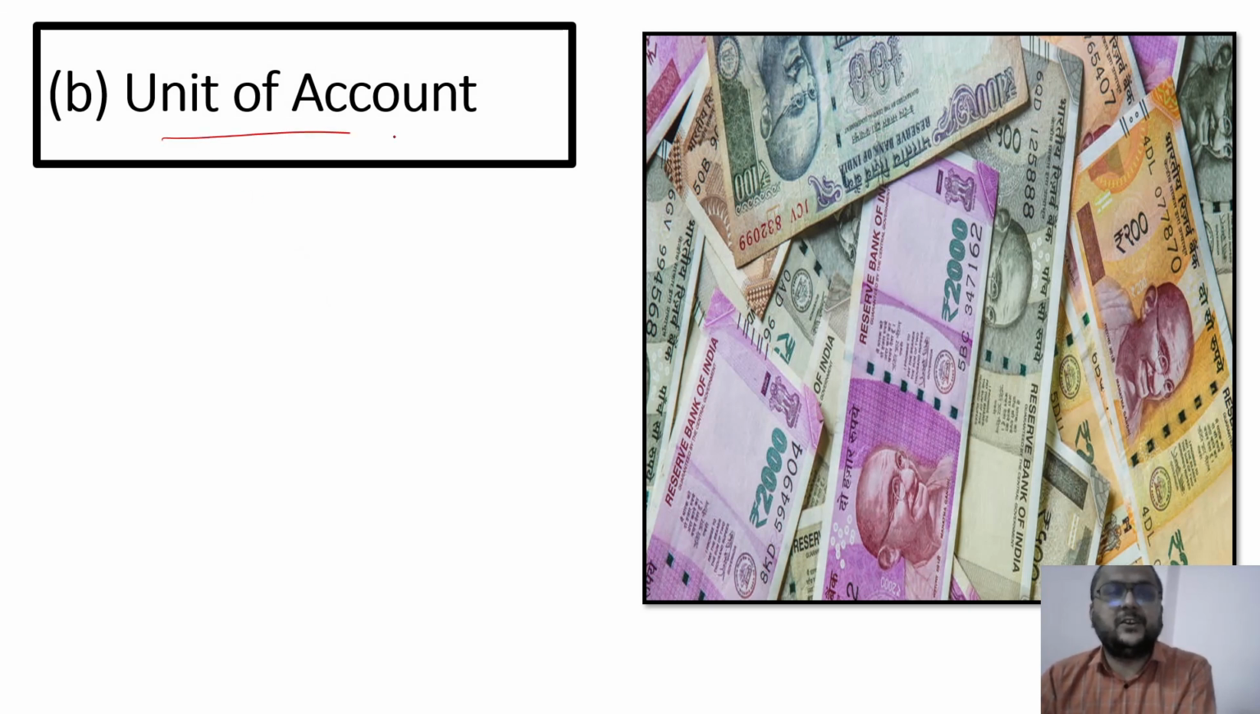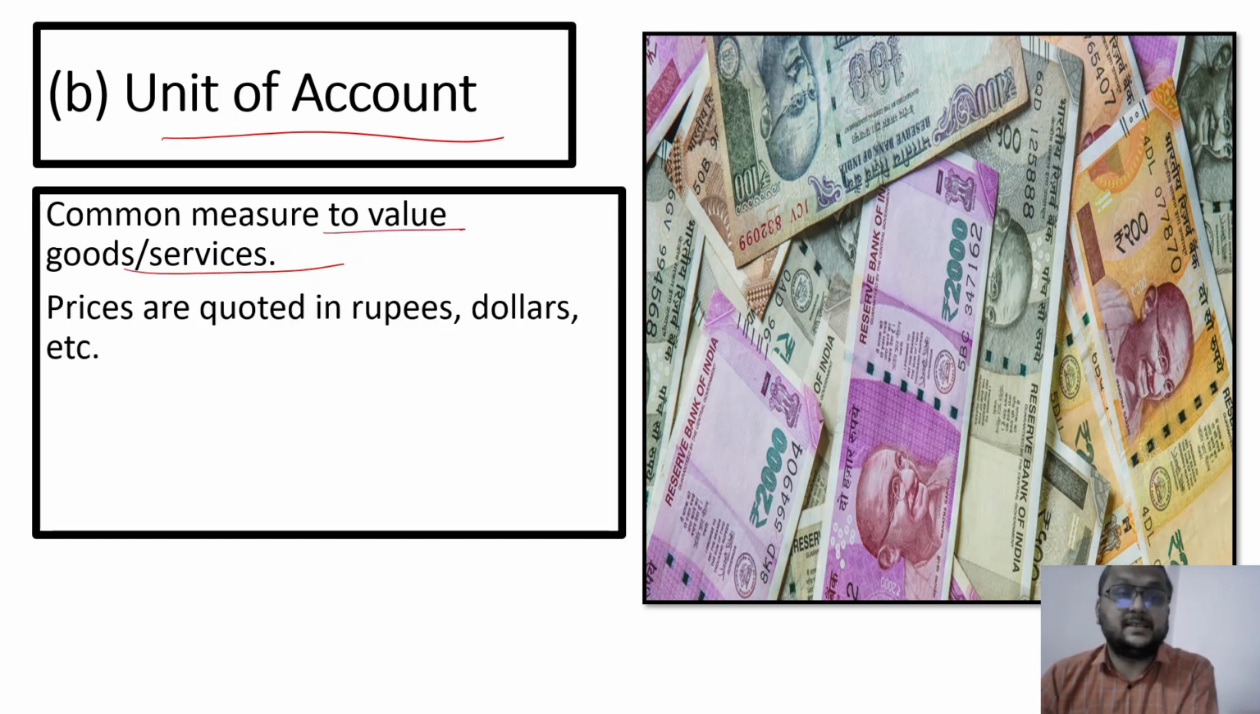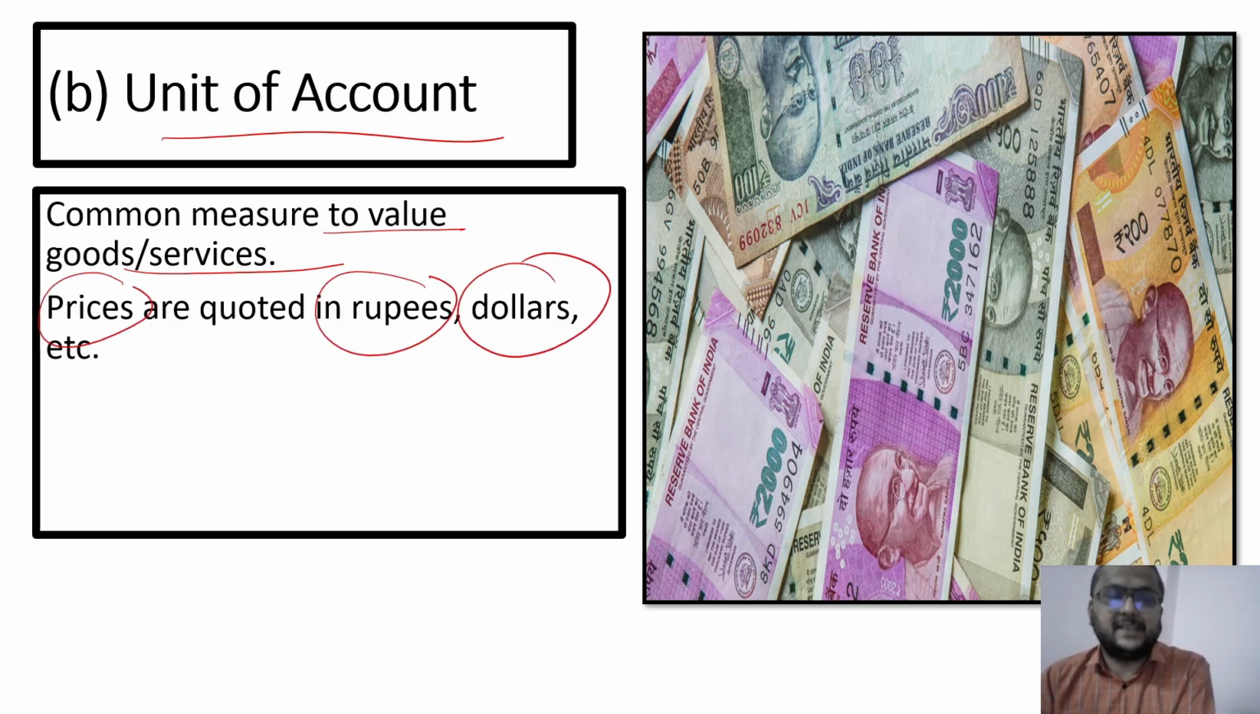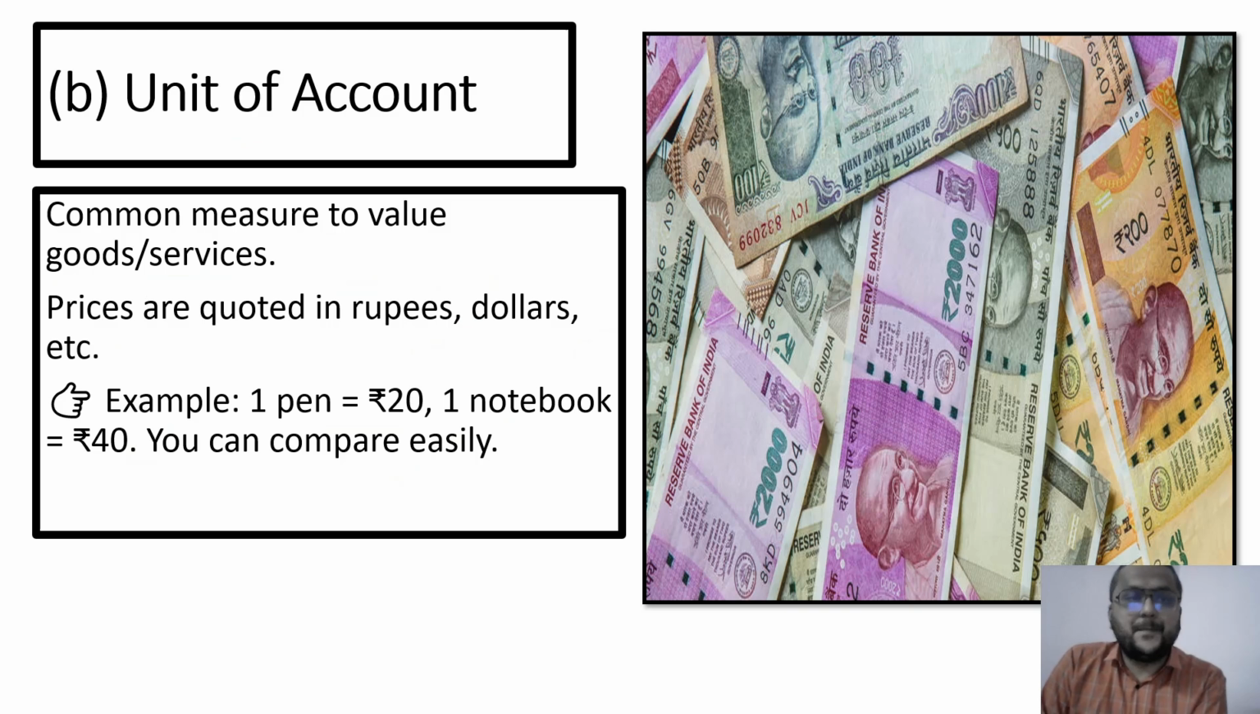The next function is unit of account. Money is a common measure to value goods or services in terms of prices, like prices are quoted in rupees or dollars, etc. For example, one pen is equal to 20 rupees or one notebook is equal to 40 rupees. You can compare easily, and that is how money is very useful. That is an essential function of money.